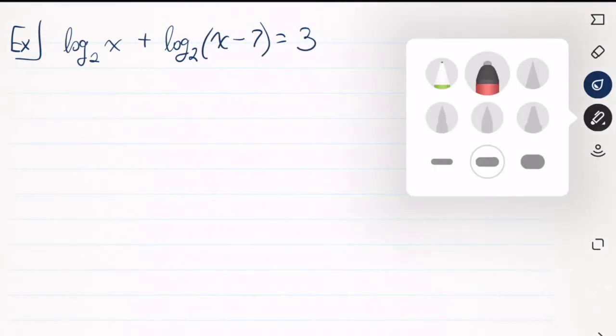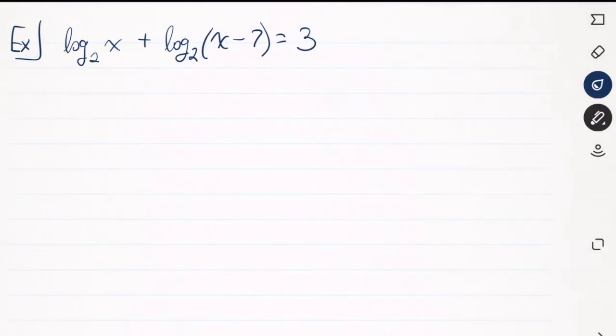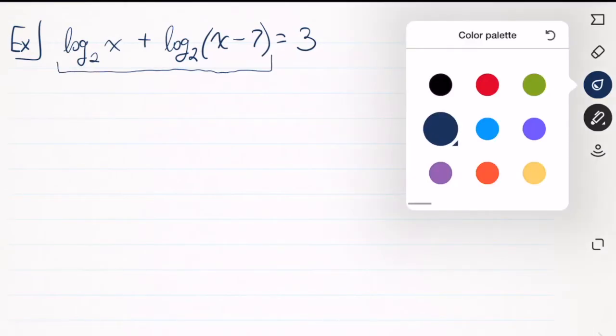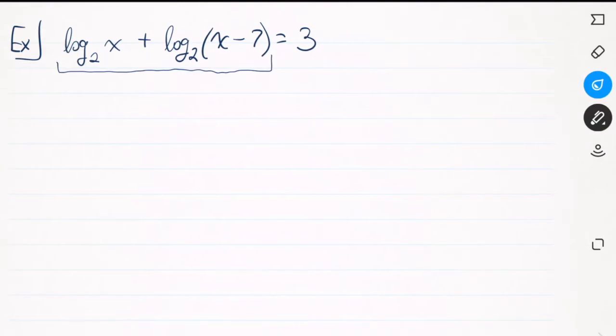All right, so in this case, what we need to do is combine the logs. I mean, we have a plus sign in between them, so the clue should be we're going to put them together. So if we put them together, we're going to get a multiplication between the two terms. So it becomes log base 2 of x times (x minus 7) is equal to 3. So we get a single log now on one side, and it's equal to 3.